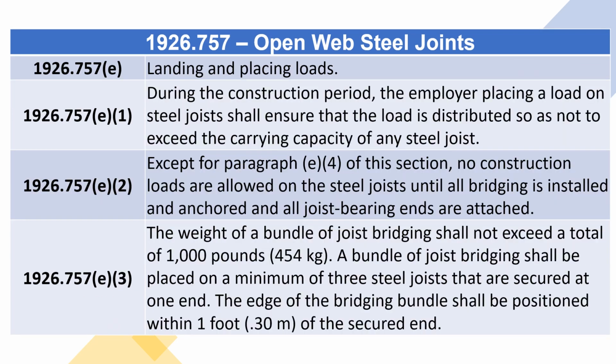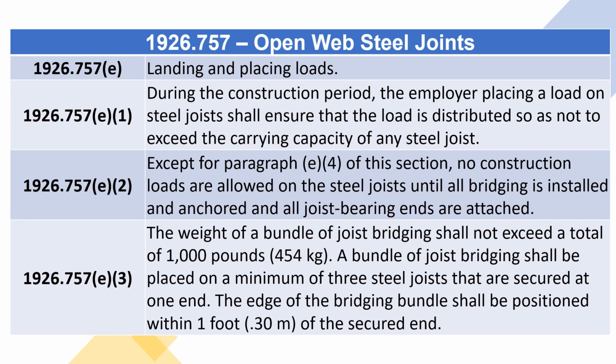1926.757 E. Landing and placing loads. 1926.757 E1. During the construction period, the employer placing a load on steel joists shall ensure that the load is distributed so as not to exceed the carrying capacity of any steel joist. 1926.757 E2. Except for paragraph E4 of this section, no construction loads are allowed on the steel joists until all bridging is installed and anchored and all joist bearing ends are attached.